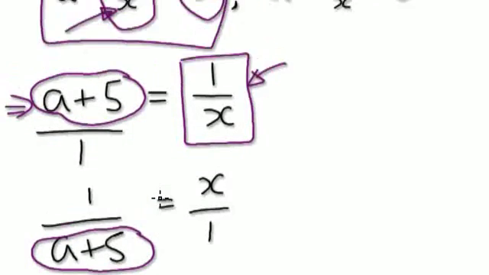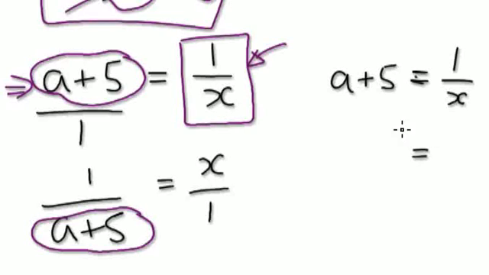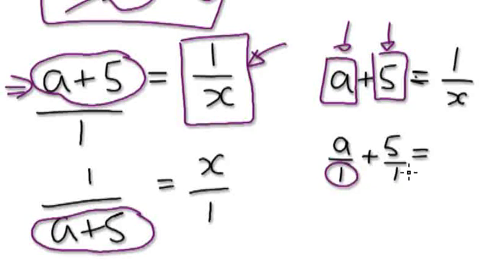Or another way of thinking about it is when you're here, a plus 5 equals 1 over X. You could follow our normal method where you've got to merge the two together. Normally I would say, oh, two different things. The reciprocal only works if you have one fraction. Here, turn these two into fractions. So write a as a over 1 plus 5 over 1. Now the two denominators are the same. You can merge them.